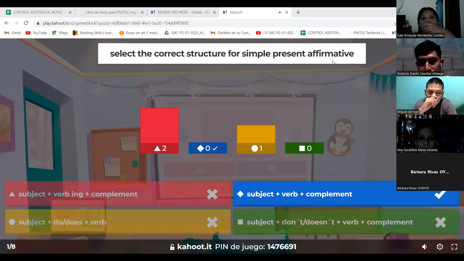Vaya, espérense, les voy a dejar de compartir. Les voy a cambiar el tiempo a esto. Deme un segundito ahí. Creo que les dejé muy poco tiempo. Y tienen que analizarla. So bear with me, please. We're going to check this. Bear with me for a minute.